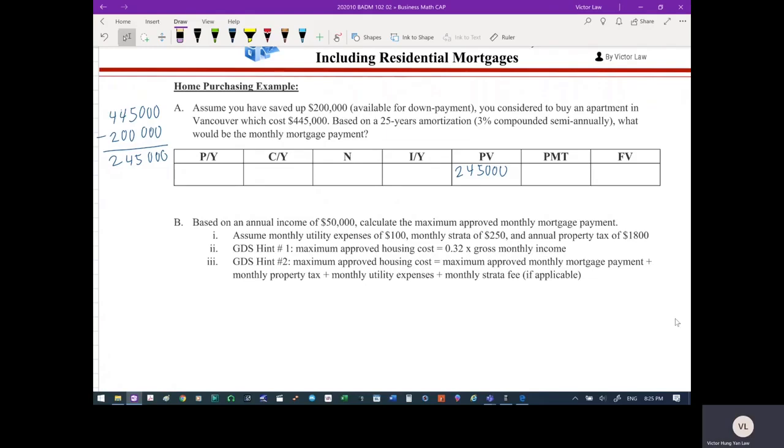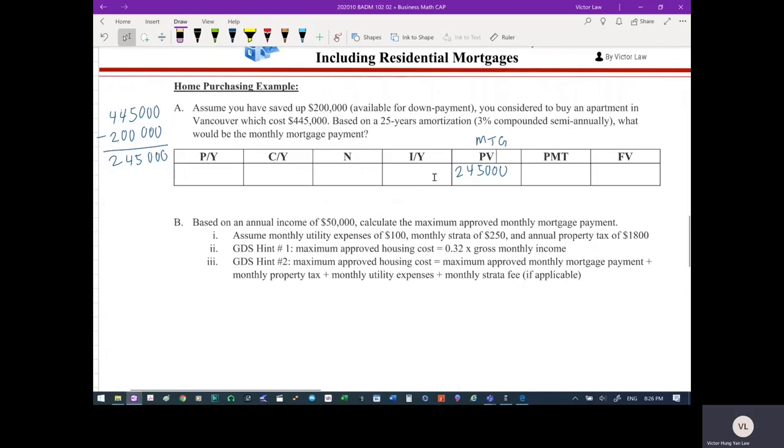Okay, so first we need to find the mortgage amount. The mortgage amount is the purchase price, $445,000, minus your down payment, and that gives you $245,000. That's your present value, because you made the $200,000 down payment, so you still need to borrow $245,000 from the bank. That's the present value of your mortgage.